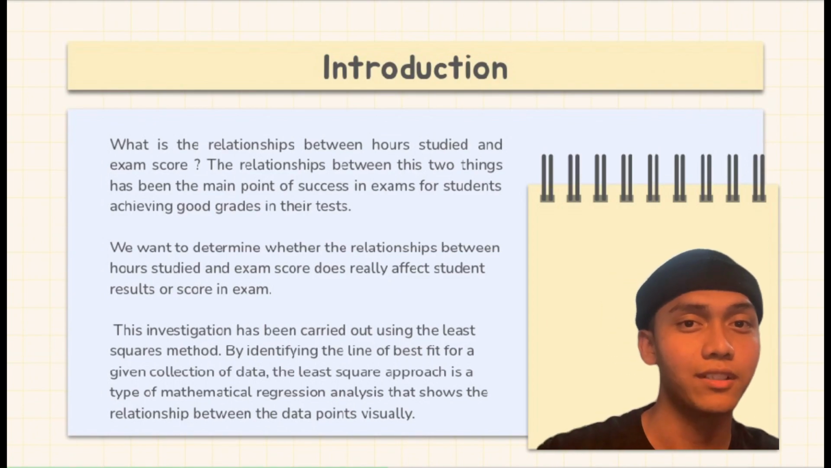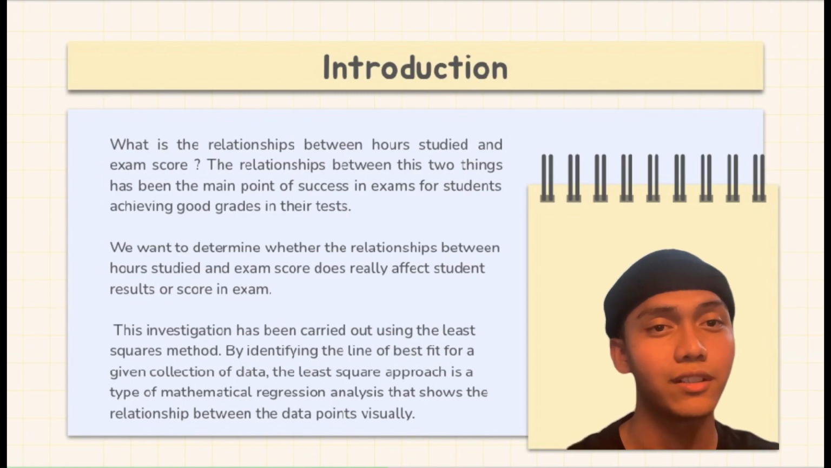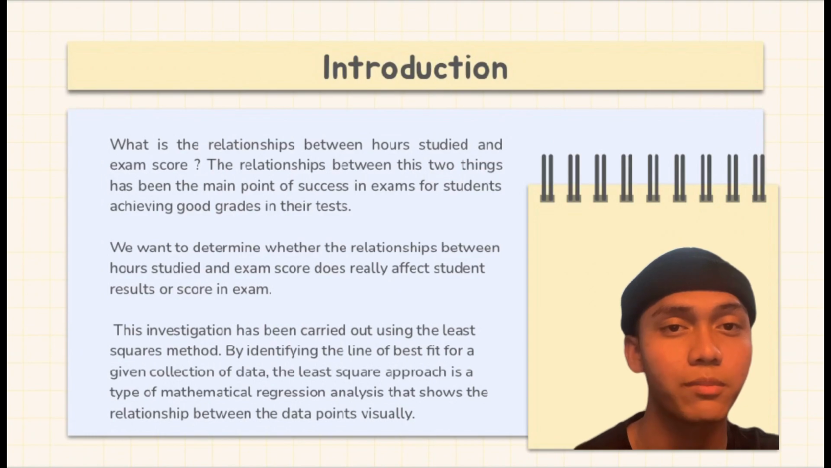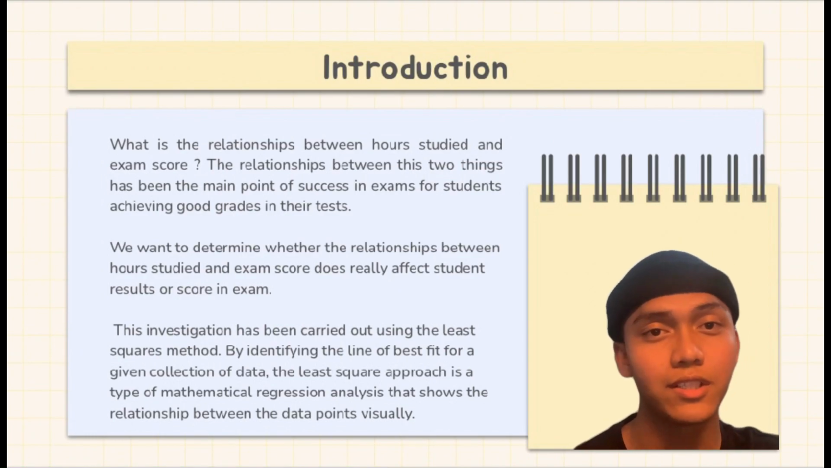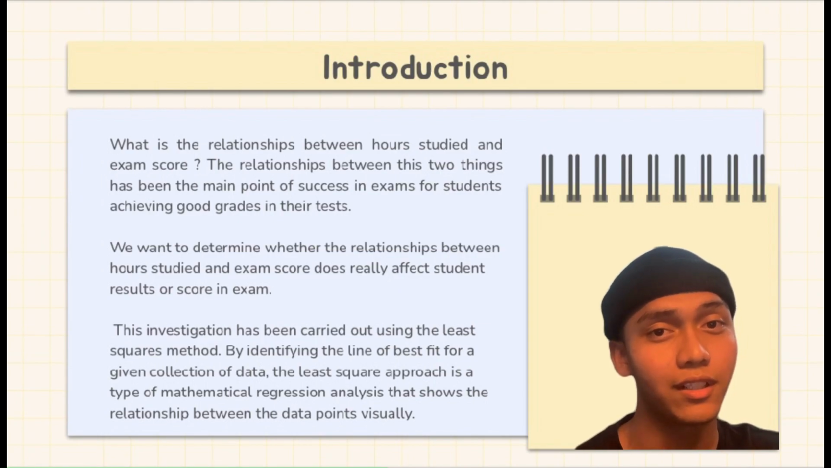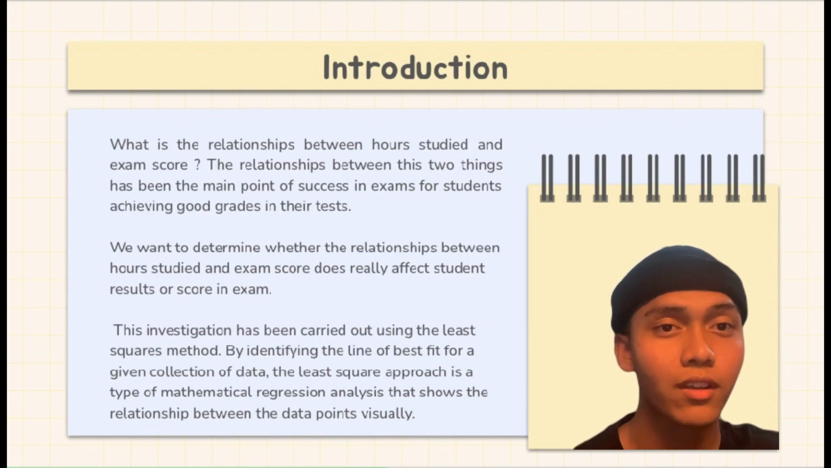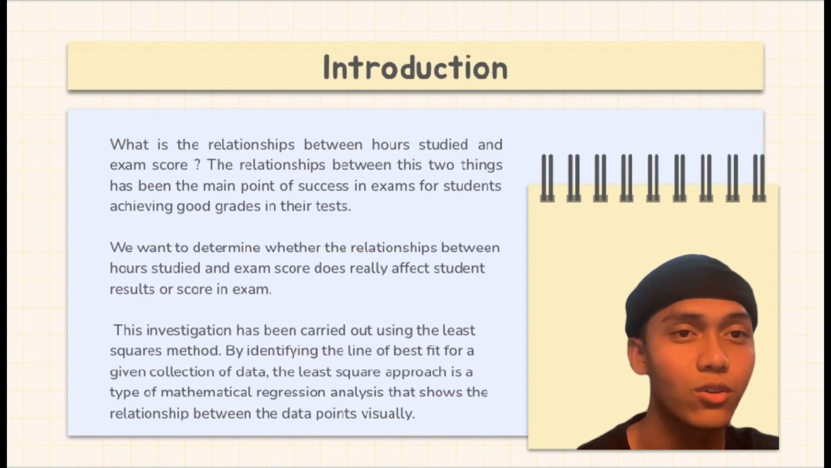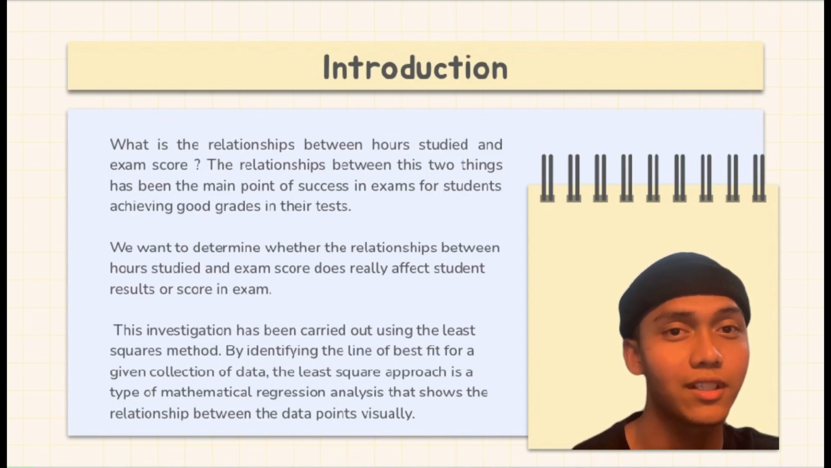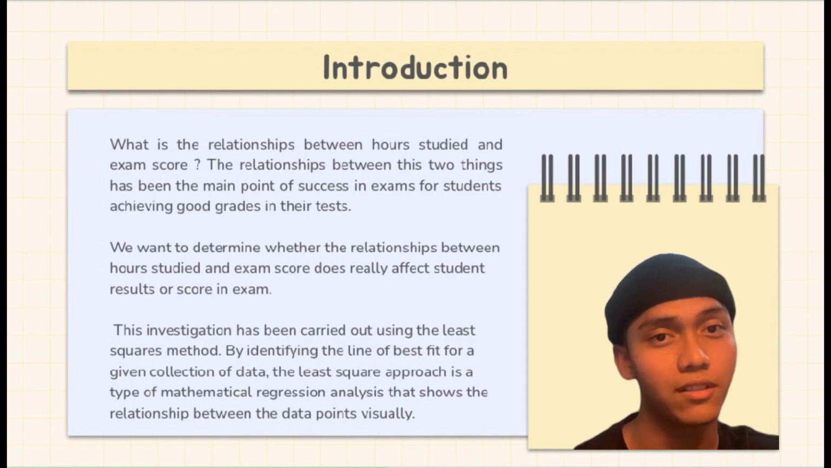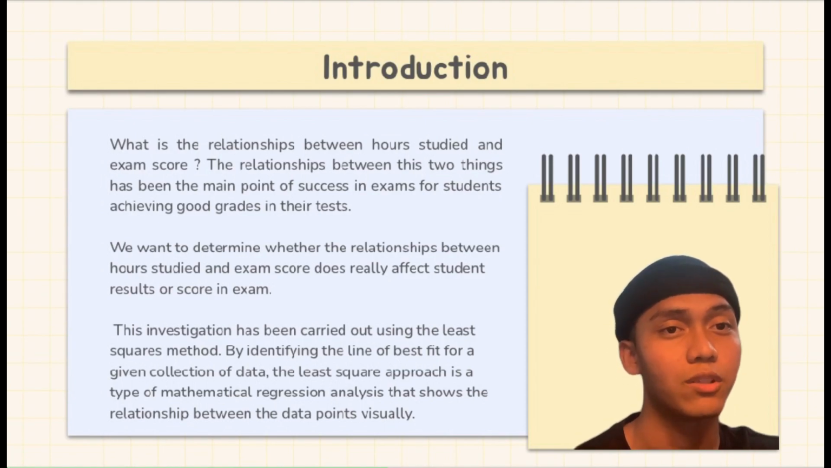I am the first presenter and today we want to find the relationship between our study and exam score by using the least square method. So what is the relationship between our study and exam score? The relationship between these two things has been the main point of success in exams for students achieving good grades in their tests. So, we want to investigate whether the relationship between our study and exam score really affects students' results or score in exams using the least square method.